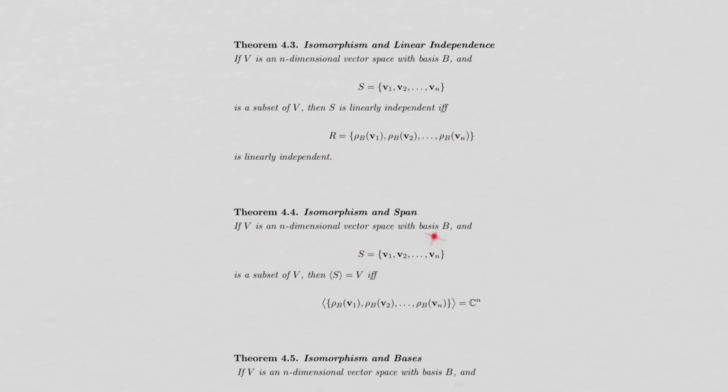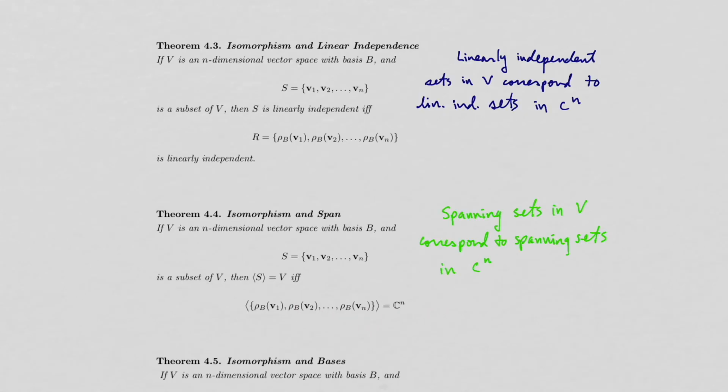Similarly, if V is n-dimensional with a basis B, I've got the same set S here. The span of this set is equal to V. In other words, this set spans V if and only if this set spans Cn, or the span of the set containing the coordinate vectors is equal to Cn. We can summarize that like this. Linearly independent sets in V correspond to linearly independent sets in Cn. That's what theorem 4.3 says. Theorem 4.4 says spanning sets in V correspond to spanning sets in Cn.